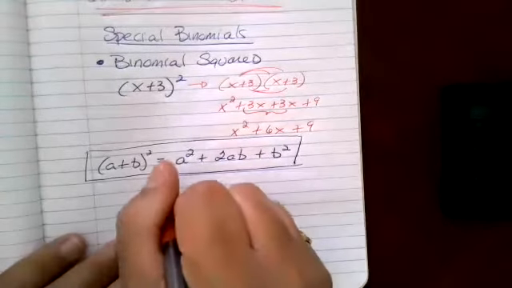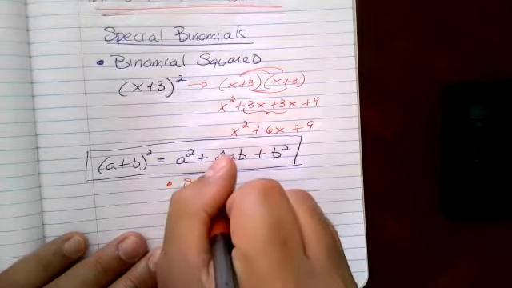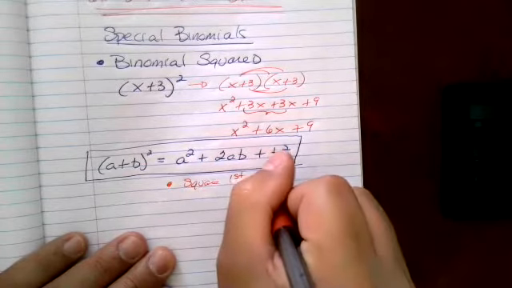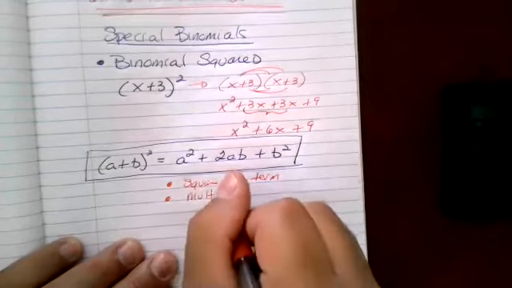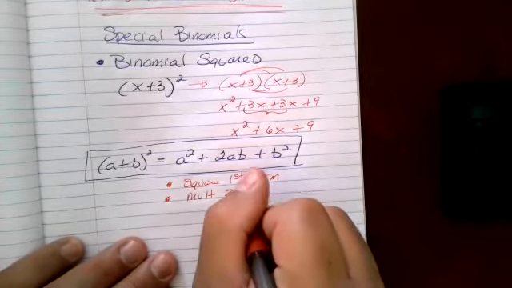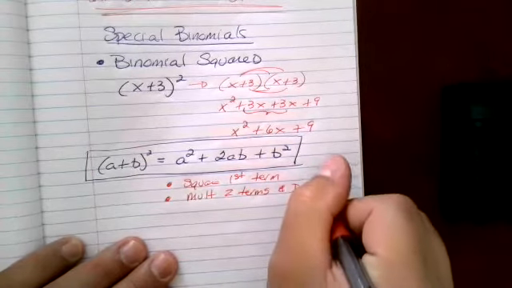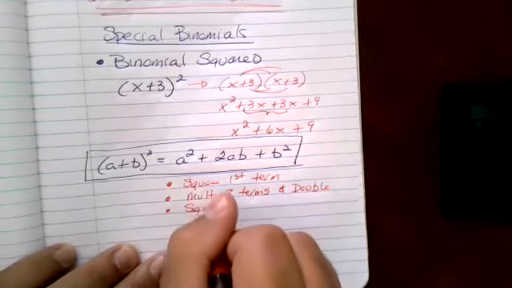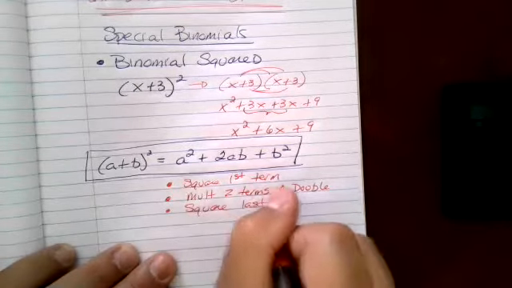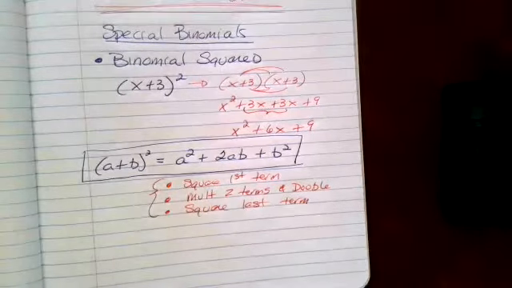So really what's going on here is square your first term, multiply the two terms, and double it, multiply it by 2 afterwards, and then square your last term. That's what that formula says.